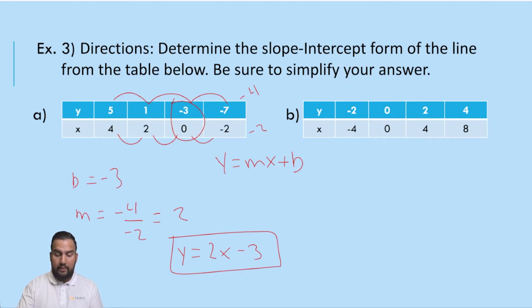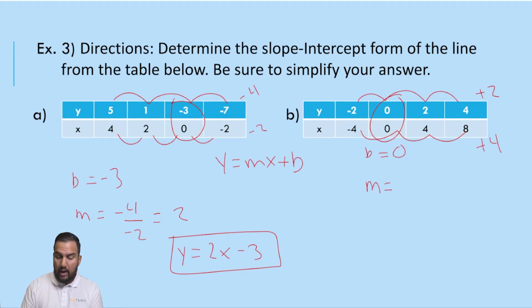So now we're going to try B. For B, I'm going to look for the y-intercept, which is when x is equal to 0. It's right here. My b is equal to 0. Now I've got to find my slope. How do I find slope? Change in y: negative 2, 0, 2, 4. It's counting by 2. The x's: negative 4, 0, 4, 8. It's counting by 4, in a positive direction, so that's why there's a plus sign. So my slope is going to be y over x.